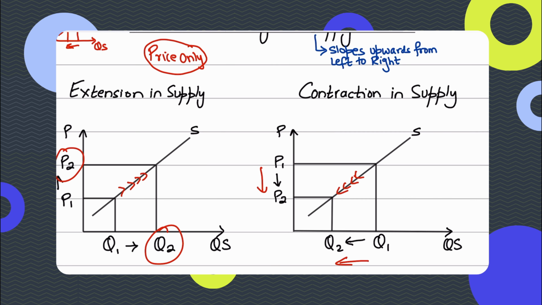Do not confuse this with increase or decrease in supply, because the words increase or decrease in supply are used when we want to indicate a shift in the supply curve that is caused by non-price factors, right guys? So an extension or contraction in supply occurs when there's a change in price, and that causes a movement along the same supply curve. So that's all for this video guys.